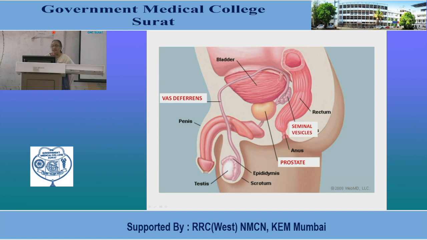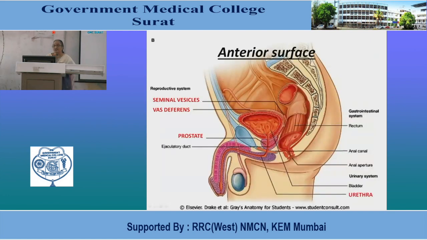Again you can see the sagittal section with the anterior surface. Here the prostate is located at the neck of the bladder. The male urethra is visualized here. Posteriorly is the seminal vesicle, and the vas deferens runs from the testis to the posterior surface. All 4 structures are visualized in the given diagram.